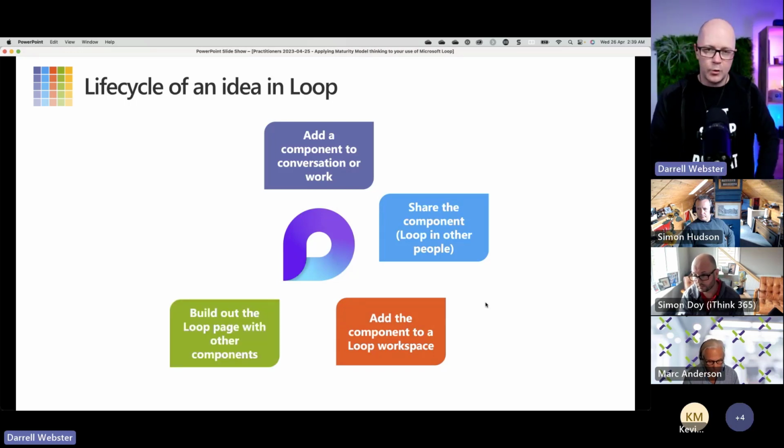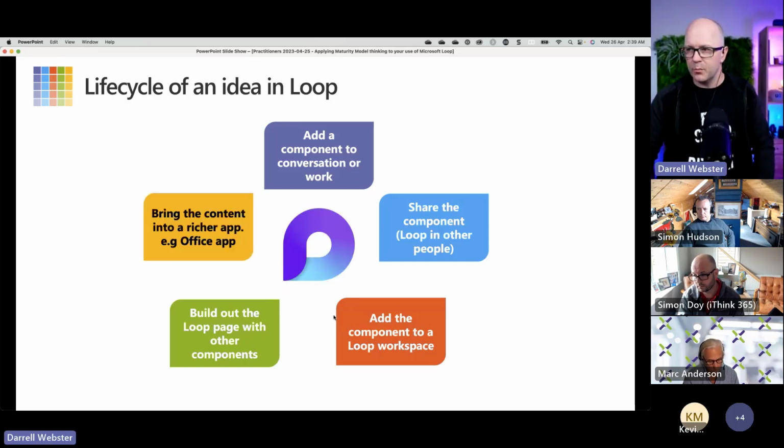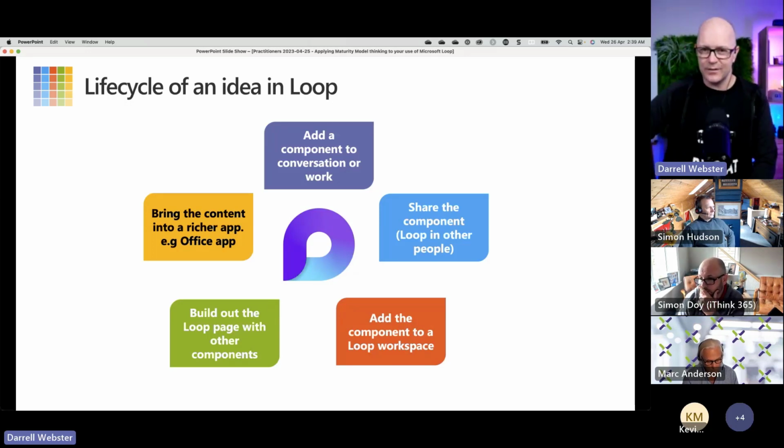We build that Loop page out because a component isn't just a single bullet pointed list or a task list or a table or something, but we start to add more to the page. And then we bring that content into a richer app, right? Because Loop is a fancy notepad, which does a lot of other things.